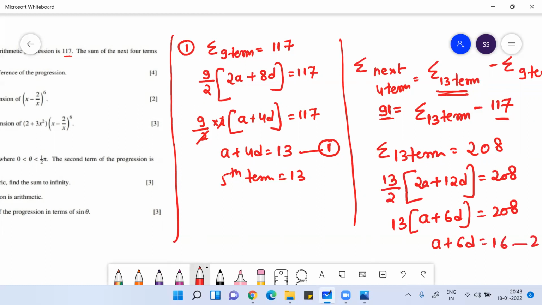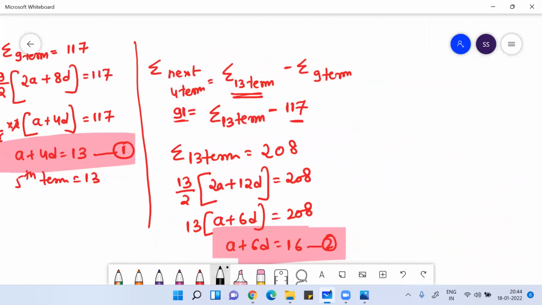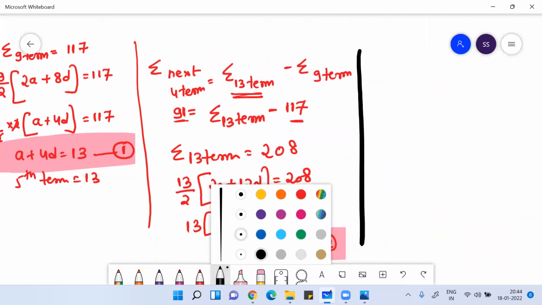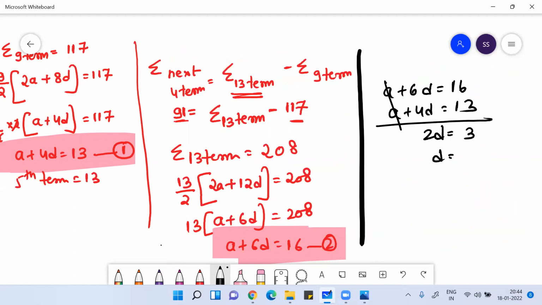So now you get the two equations. The first equation was a plus 4d is equal to 13. The next equation is a plus 6d equal to 16. Once you get these two equations, we just subtract the first equation from the second equation. 2d equal to 3, d is equal to 3 by 2 or 1.5.